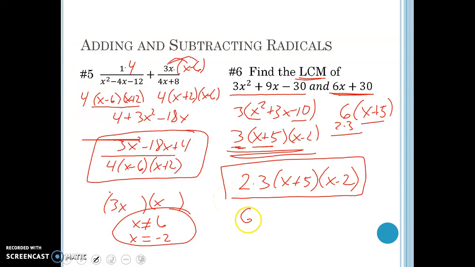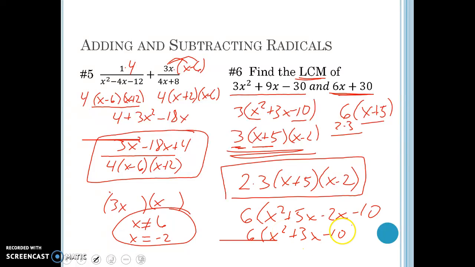Now I could write this as 6 times x squared plus 5x minus 2x minus 10, which is going to be 6 times x squared plus 3x minus 10. Which is going to be 6x squared plus 18x minus 60. So if I wanted to write it in standard form, it would look like this, but you can go ahead and leave it in factored form too, and that would be the least common multiple. So that's what we're doing on our homework, and we'll go over questions that you have tomorrow in class.